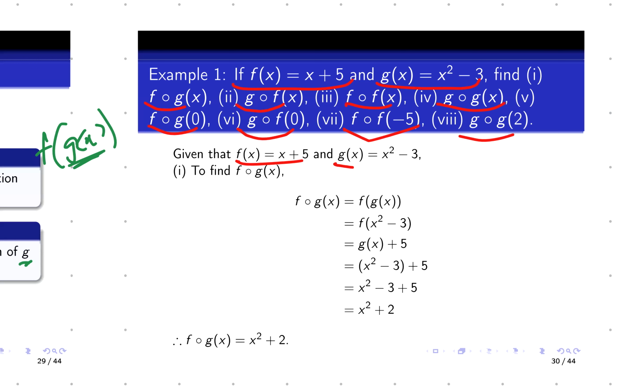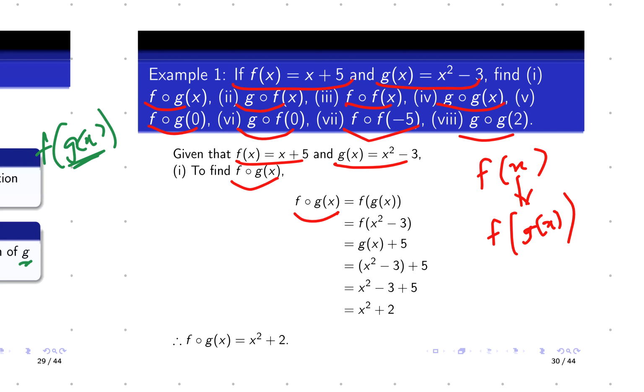To find f of g of x: normally there's f of x, right? So now the x is taken over by g. So you have f of g of x. Whatever x was, g takes it over. The original f of x was x plus 5, so instead of just having x here, you are going to have g. And g is x squared minus 3. So g now takes the place of this.